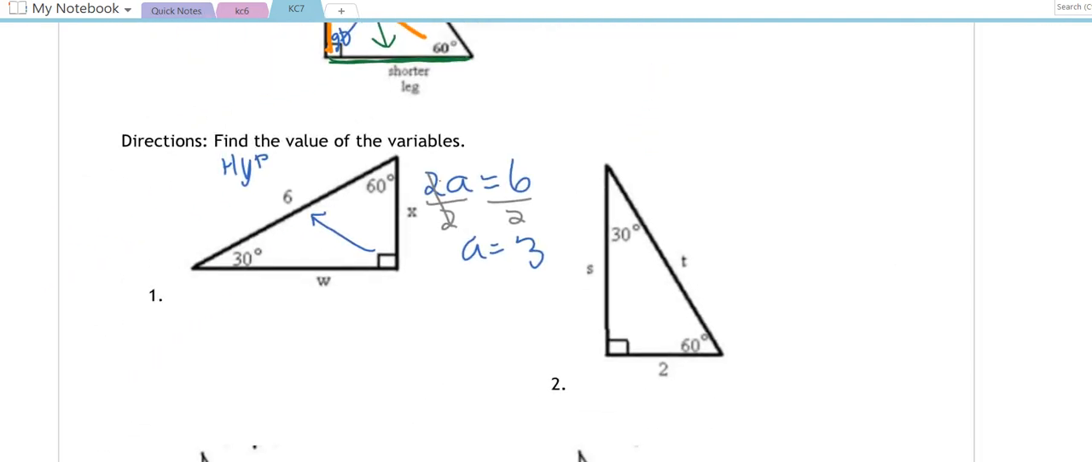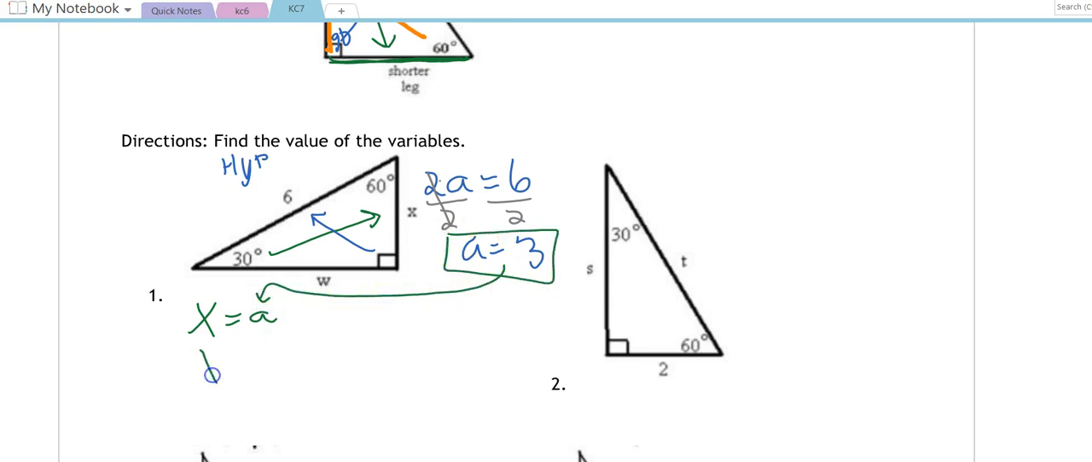Okay, so from there, we're going to go ahead and figure out our other missing segment lengths. So if we know that A is equal to 3, what helps us out is that our shorter length, so the shorter length that's across from the 30, is A. So if this has to equal A, that means that X has to equal A. But we just said that A is 3. So I'm going to substitute that in here, which means that X is 3. All right, that's this missing side.